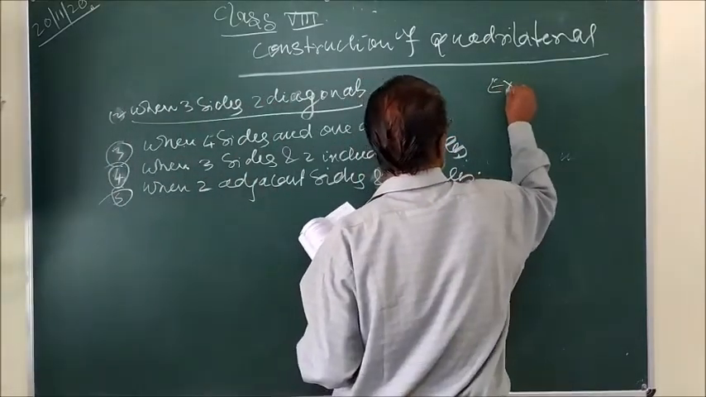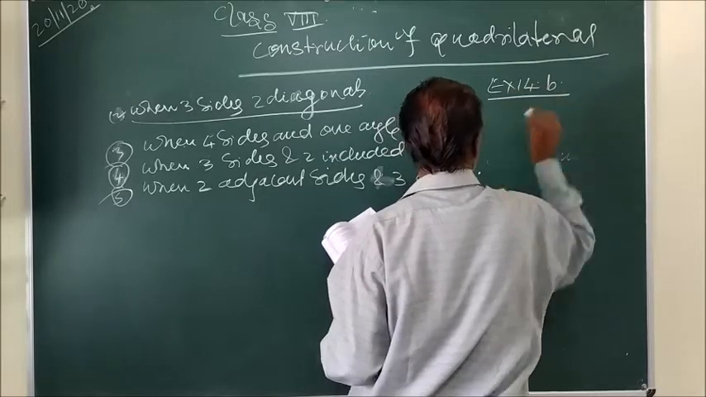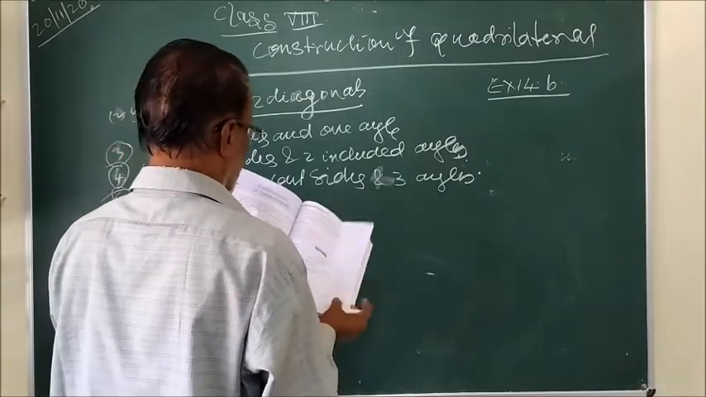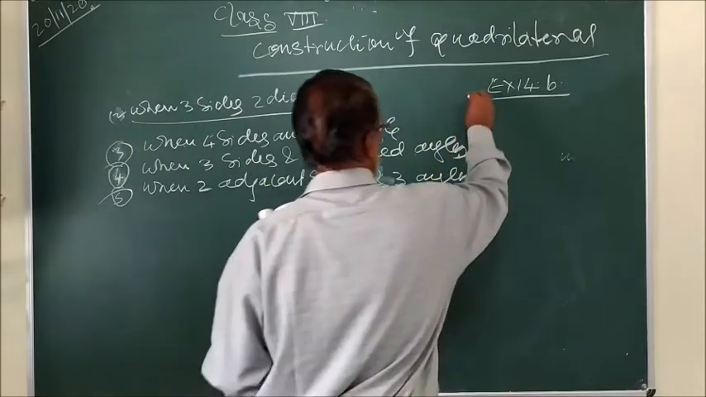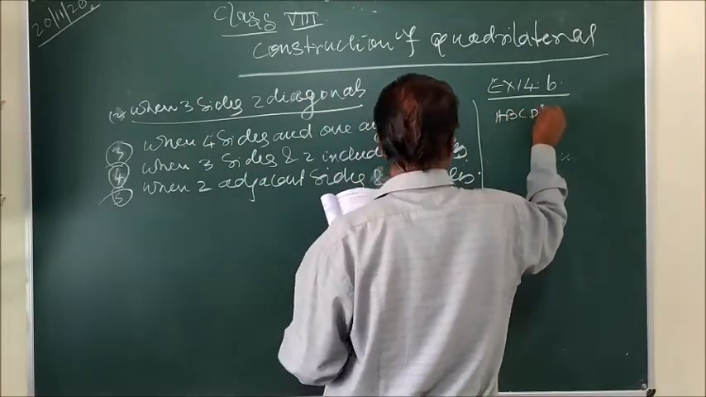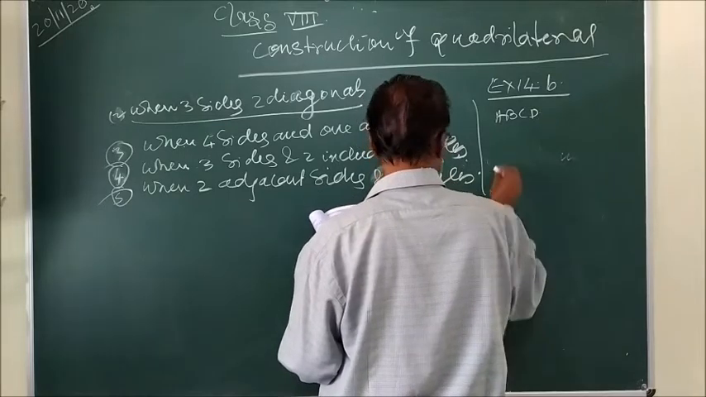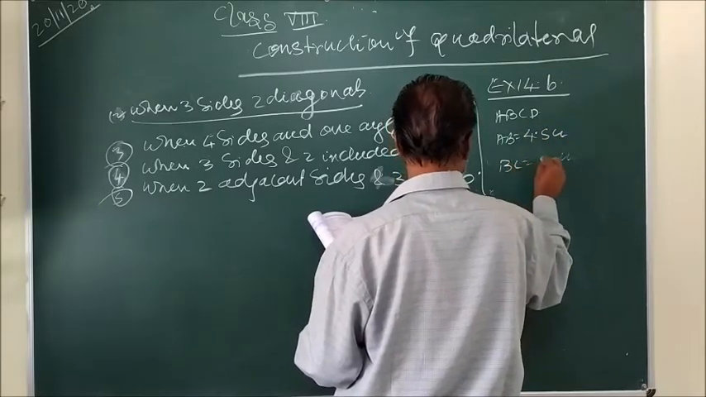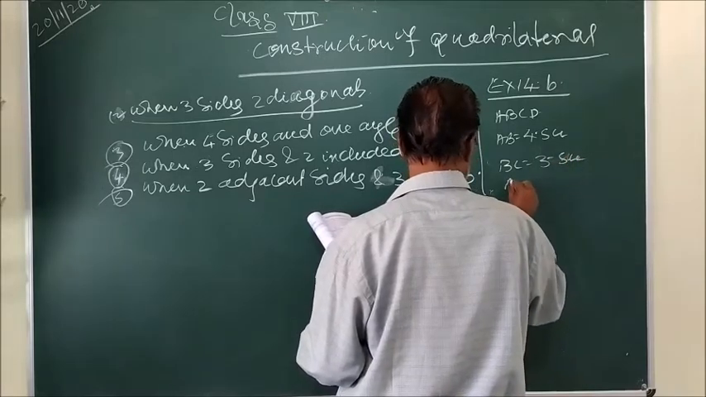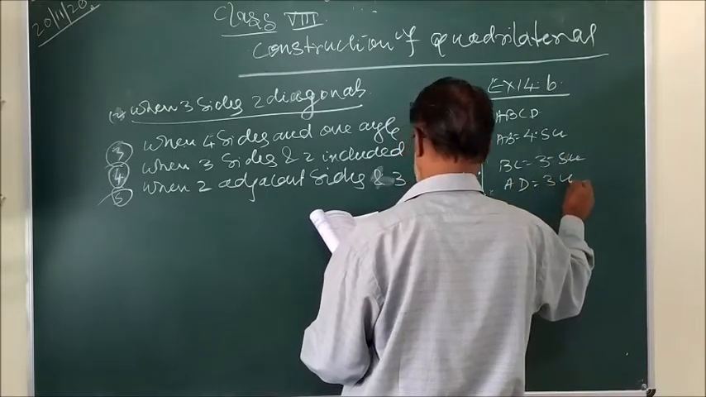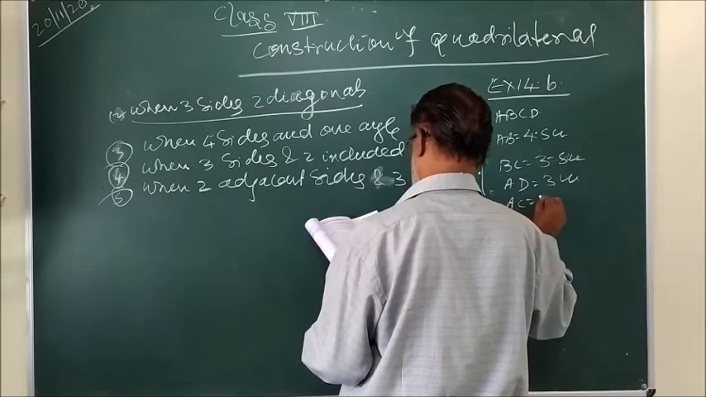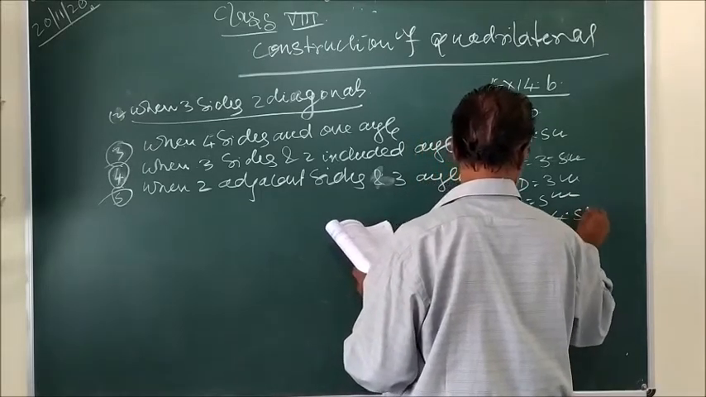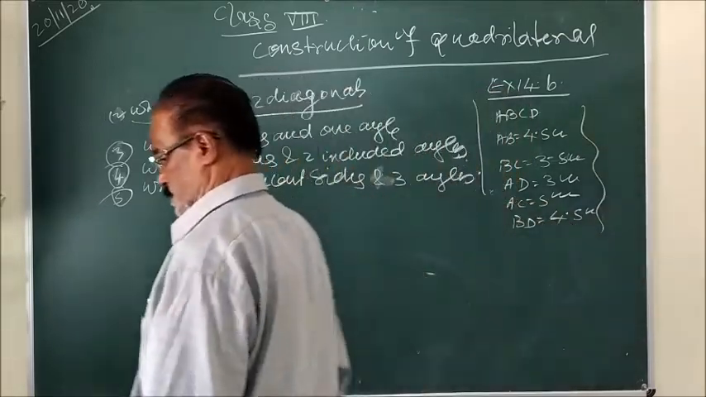14B. In this exercise, three sides and two diagonals are given. Then how will you construct? You have to construct quadrilateral ABCD, and AB is equal to 4.5 cm, BC 3.5 cm, AD 3 cm, AC 5 cm, and BD 4.5 cm. These are the sides.